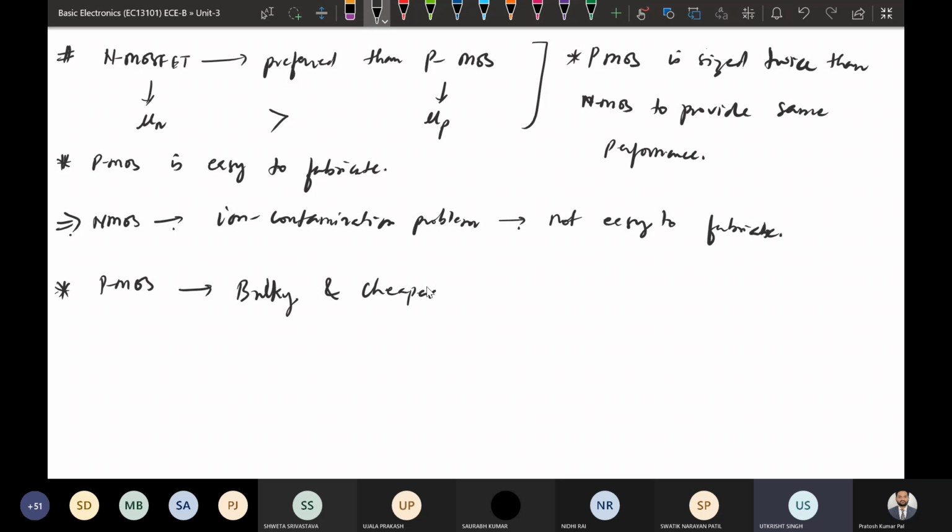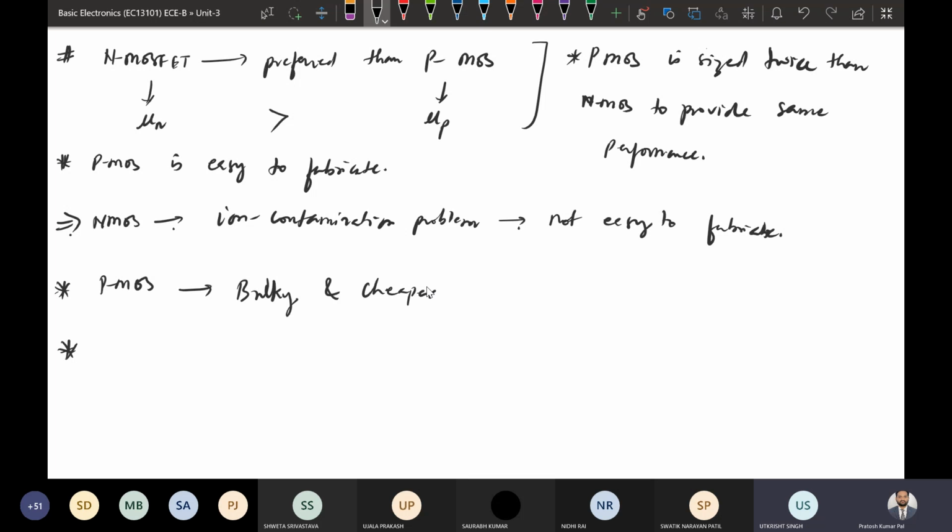The main advantage of NMOS we can see from here, the main advantage of NMOS can be the higher chip density. Because the PMOS has a bulkier size, but NMOS is of a smaller size than the PMOS. So from the fabrication point of view, the NMOS has higher chip density. Higher chip density means it can store more information in a smaller area. So this is the main advantage in comparison to PMOS.